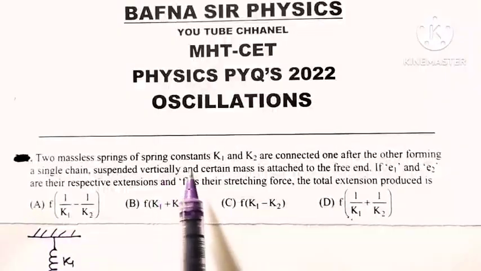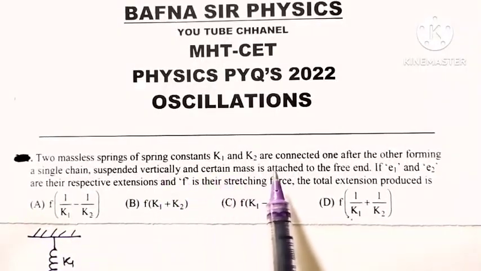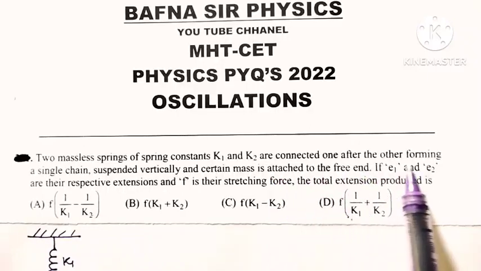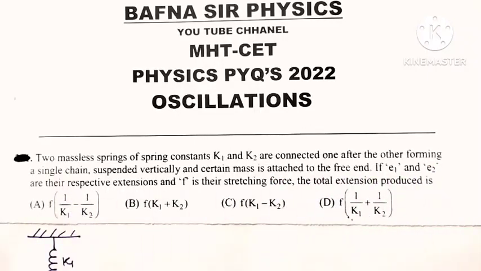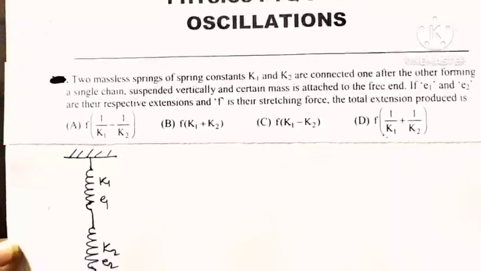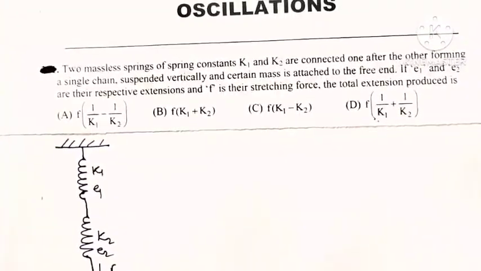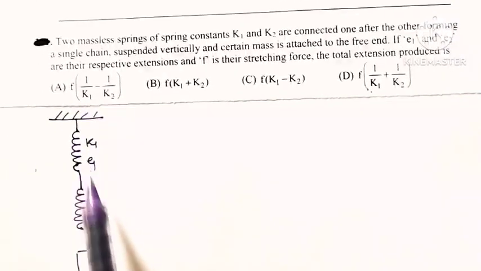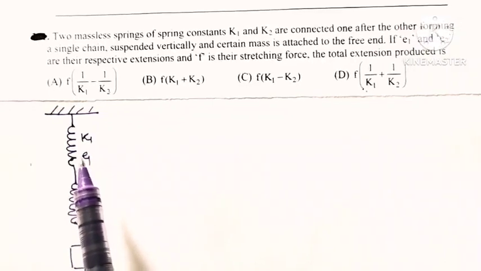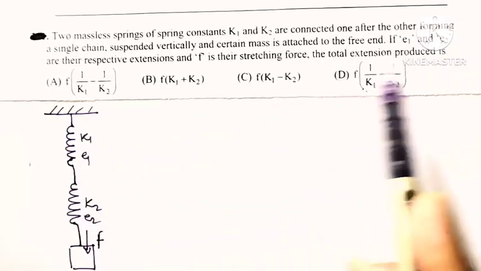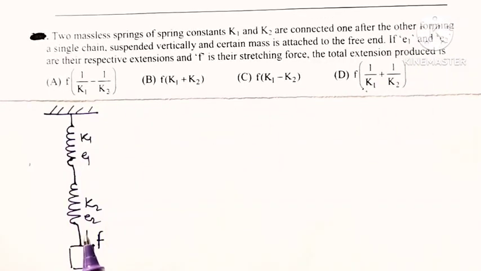Two massless springs of spring constant K1 and K2 are connected one after the other, forming a single chain. See here, we have two springs of spring constant K1 and K2, connected one after the other so that they form a single chain.